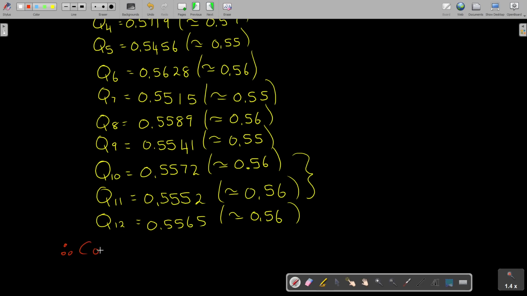Therefore, correct to 2 decimal places. Theta is equal to 0.56.